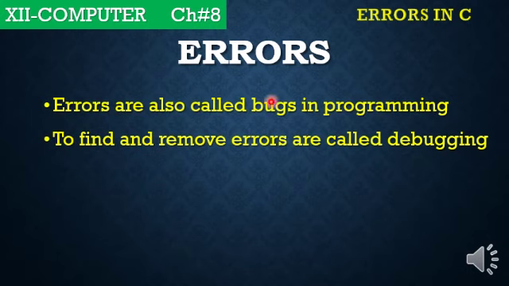Errors are also called bugs. In programming language, if we have some errors, we call them bugs. And the process of finding and removing these errors is called debugging.